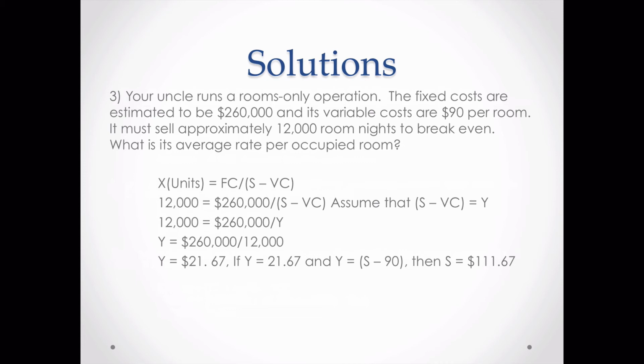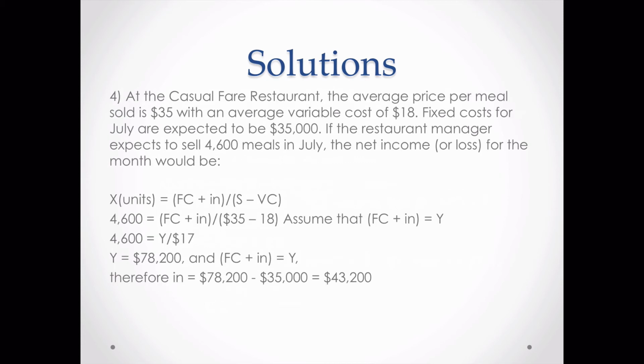Okay, the next one's similar to the one prior, except in this one we are solving for net income. So if we take the fixed cost plus income and we change that to the variable Y, and we plug in our numbers, we plug in the 4,600 for units and the 35 minus 18 for sales minus variable price, then we have a real simple formula of 4,600 equals Y divided by 17. We do our math and Y equals 78,200.